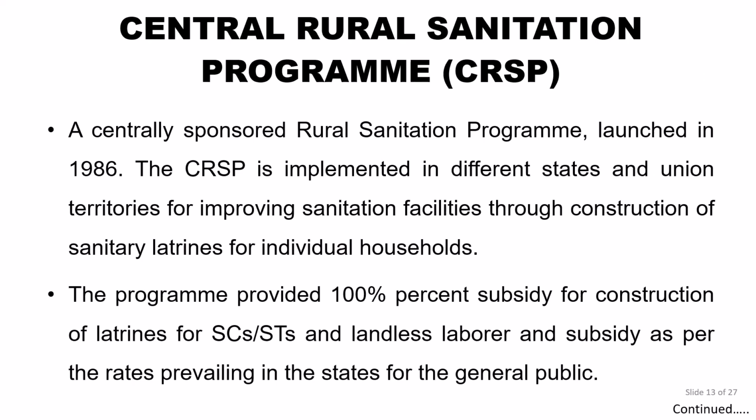Let us discuss a few of the rural sanitation programs in detail, starting from the Central Rural Sanitation Program, CRSP. It is a centrally sponsored rural sanitation program, launched in 1986. It is implemented in different states and union territories for improving sanitation facilities through construction of sanitary latrines for individual households. The program provided 100% subsidy for construction of latrines for SCs, STs and landless laborers, and subsidy as per the rates prevailing in the states for the general public.